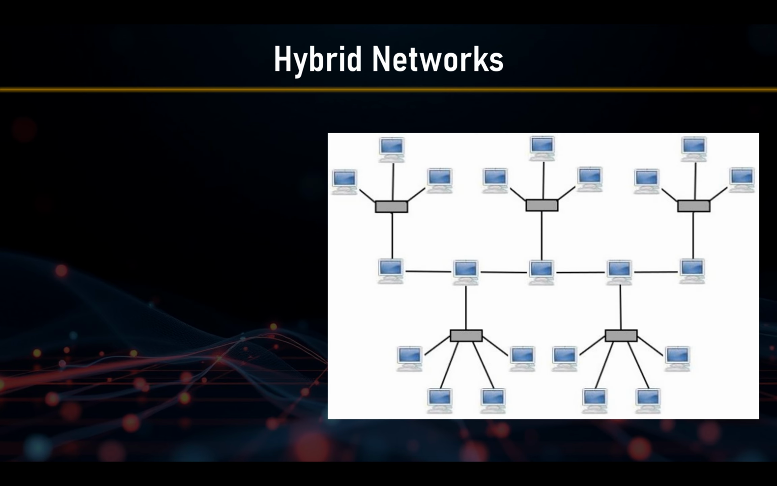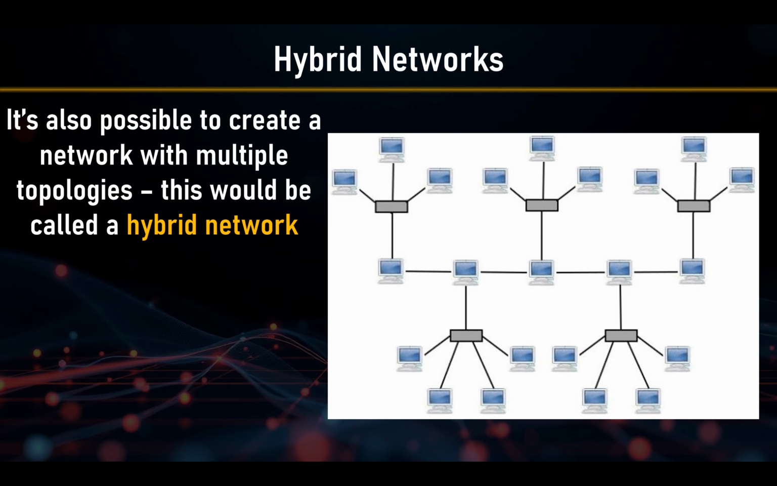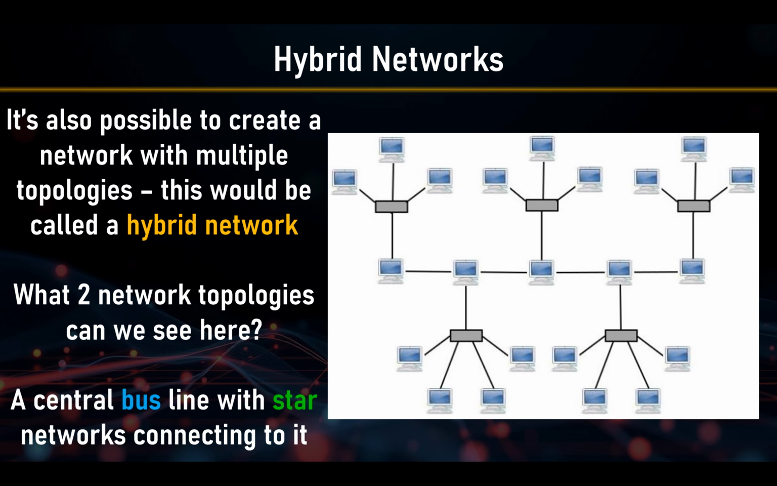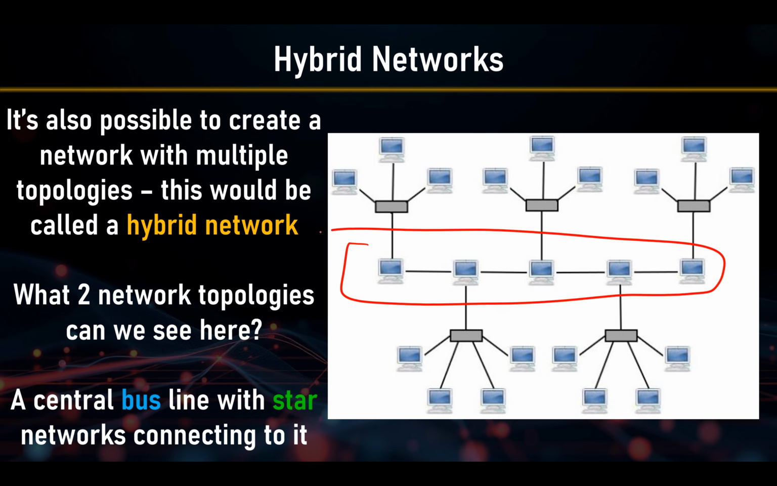Right, then finally, if we look at hybrid networks, this is just going to be a combination of topologies, as mentioned. So if you look at this diagram, try to figure out what two network topologies they've actually combined. If you had to think about that, you can say there's going to be a central bus line, and you can see that here, with star networks connecting to it. And of course, here we go, this is the star topology, with the end devices connecting to it.